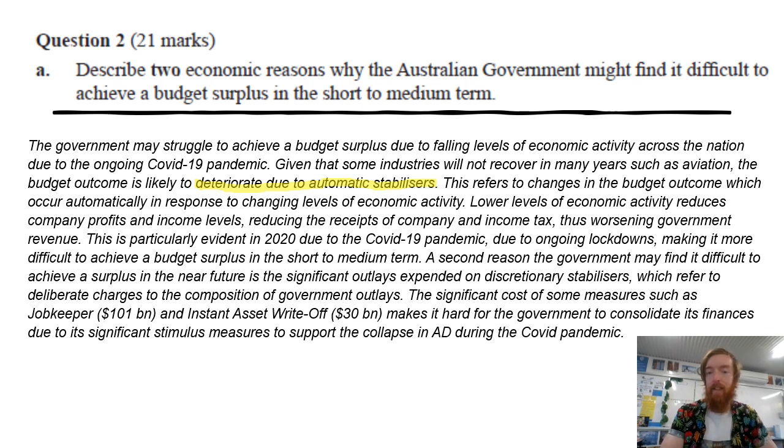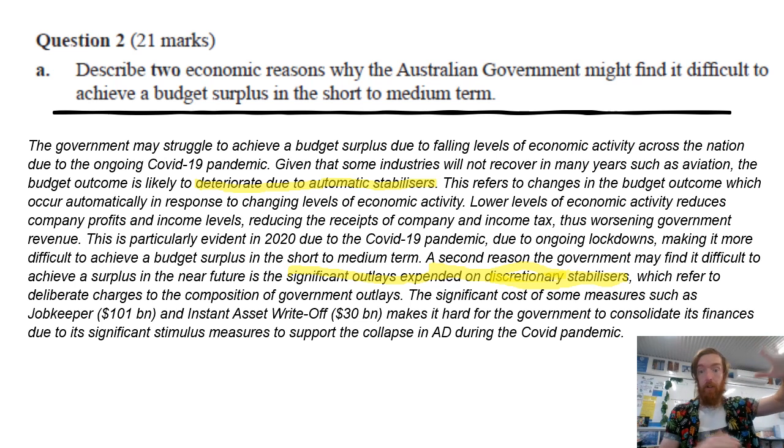A second reason the government may find it difficult to achieve a surplus in the near future is the significant outlays expended on discretionary stabilizers. Significant costs such as JobKeeper and the asset write-off scheme make it hard for the government to consolidate finances due to significant stimulus measures to support the collapse in aggregate demand during the COVID pandemic.